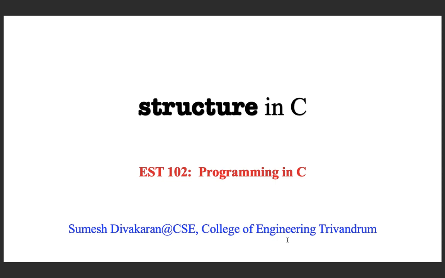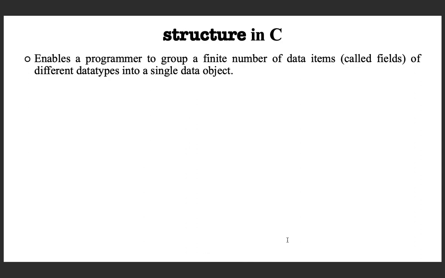Today we are going to discuss a user defined data type allowed in C, which allows a programmer to group together a number of data objects of different data types. And what we are going to see today is about structure in C. So what is structure in the C programming language?